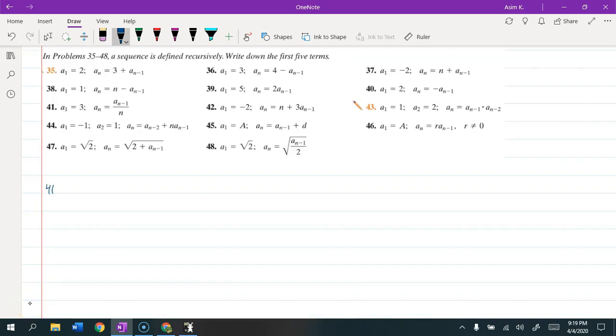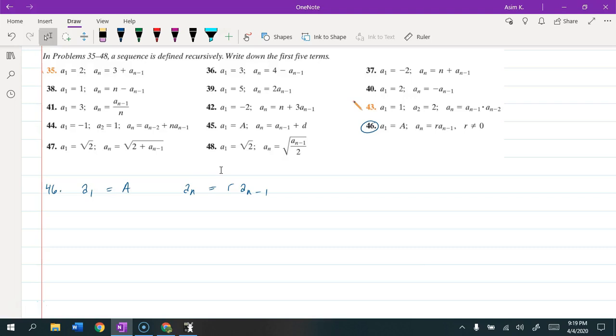Number 46, let's just do this one. A sub 1 is equal to a, all right? Number 46, a sub n is equal to r multiplied by a sub n minus 1. So here, they just use an r. You'll find out later what that r stands for. For now, our job is to still just write down the first 5 terms. So this should seem relatively straightforward. The r is just going to remain an r, by the way, right?